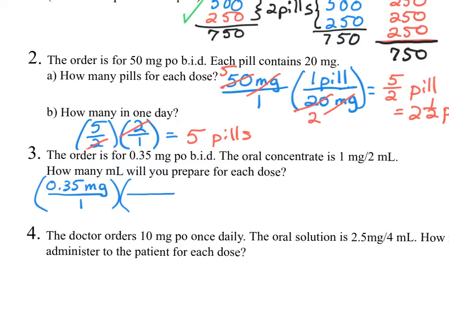Since we can use that as 1 milligram over 2 milliliters or as 1 milligram under 2 milliliters, that's the way I'm going to use it. Because when I do that, I can now cancel my milligrams, leaving me with milliliters for one dose, and that equals 0.70 milliliters, or 70 hundredths of a milliliter.